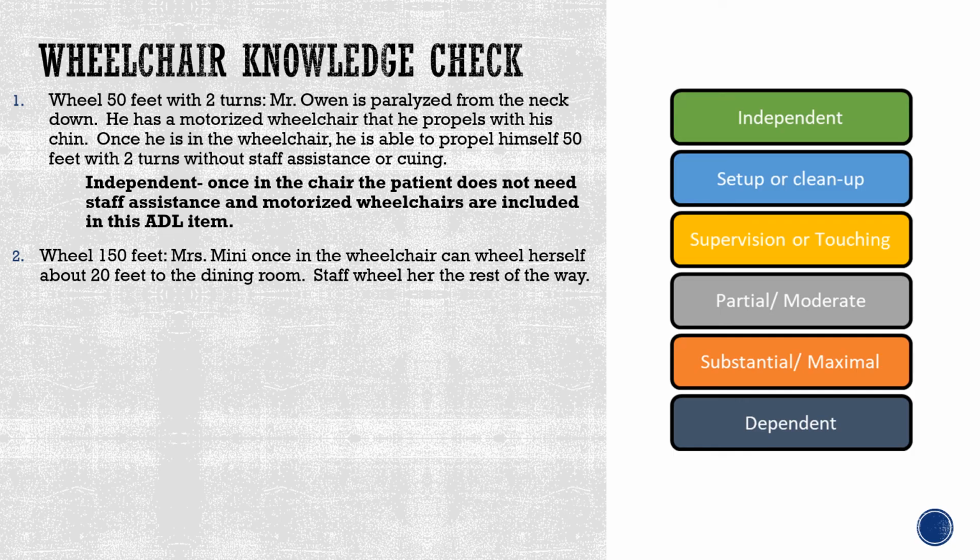Wheel 150 feet. Miss Minnie, once in the wheelchair, can wheel herself about 20 feet to the dining room. Staff wheel her the rest of the way. How should this be coded? This is coded as substantial maximal. Staff is completing more than half of the effort in this ADL activity.